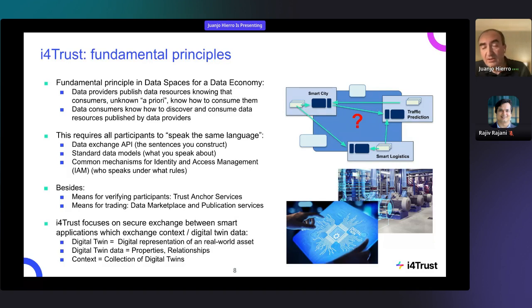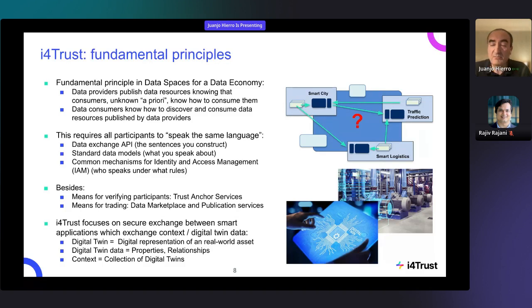And this requires from our perspective that all participants speak the same language. That means that the data exchange API they use, the standard data models, the vocabularies used in this data exchange, as well as the mechanisms for identity and access management have to be commonly adopted. The vision in i4Trust is that they should be concrete, based on standards, and defined for and adopted by all participants in the data spaces.